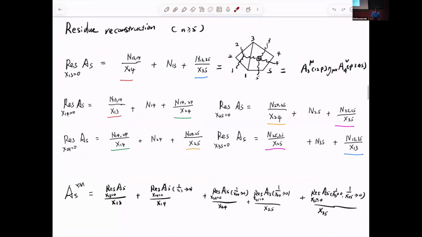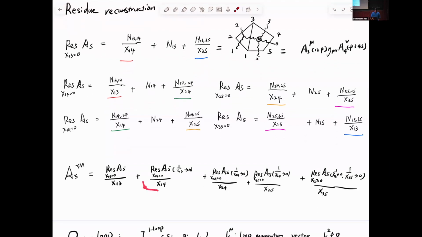Here we find there are some overlap terms, so you need to sum over carefully without double counting. One practical method is, when you sum over new residues, you set the terms that appeared before to 0, for example, like this. Then you sum over all the residues, and this gives you the 5-point amplitude.